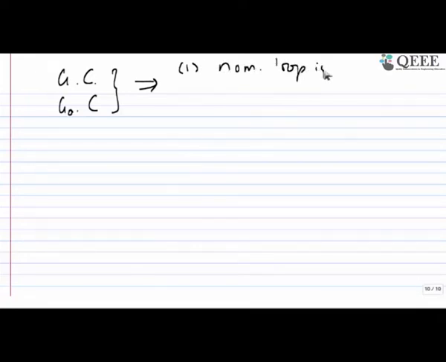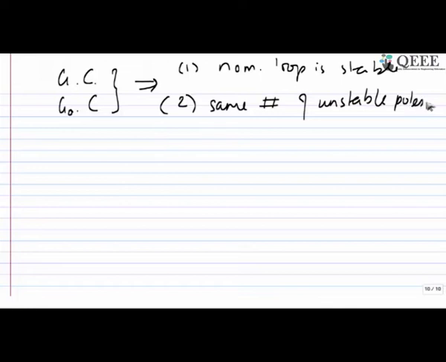So first of all, what I have assumed, write them here: that G C and G naught C, the nominal loop, is stable, and they have the same number of unstable poles. These are the two assumptions which I make. This is my point 1, this is my point 2.